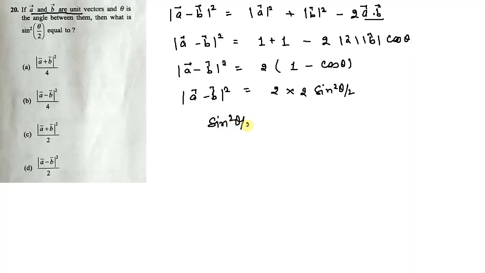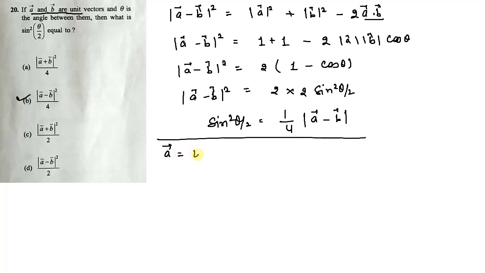Sine square theta by 2 is equal to 1 by 4 times the square of the magnitude of a vector minus b vector. So option number B is our answer. There are many methods to solve this problem. In another way, we can assume that a vector is equal to i cap and b vector is equal to j cap. If a vector is i cap and b vector is j cap, then theta is equal to pi by 2. So sine square theta by 2 is now just half.